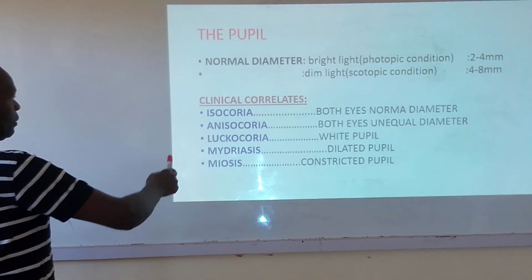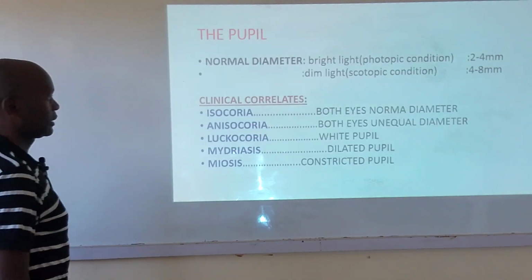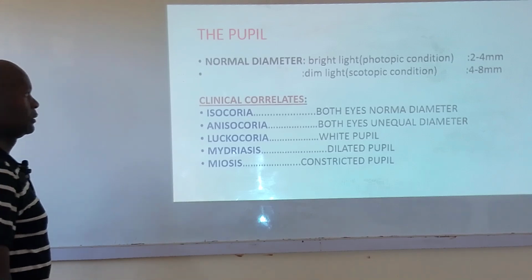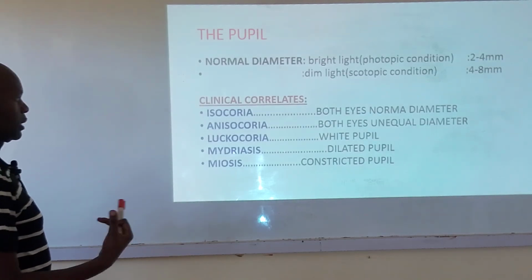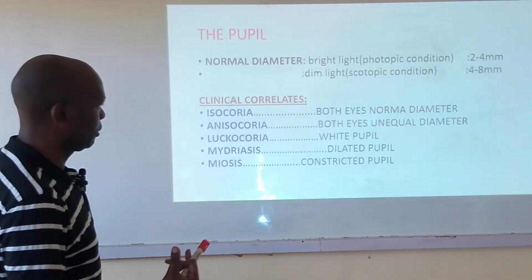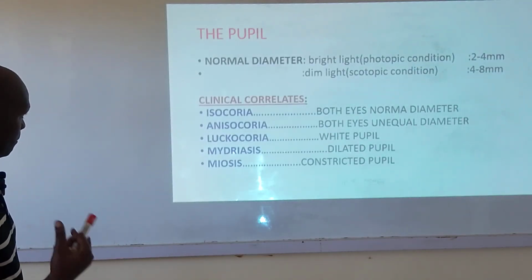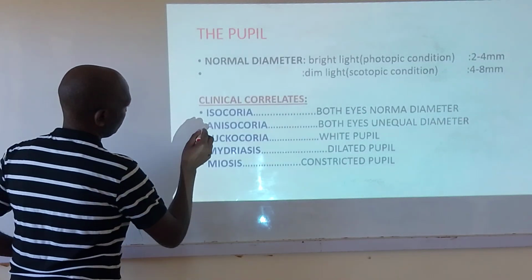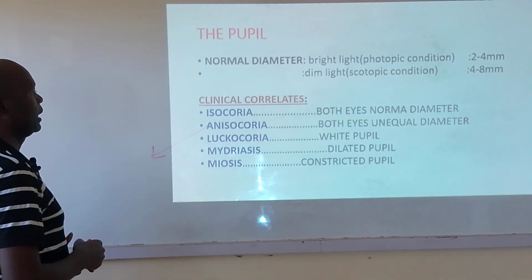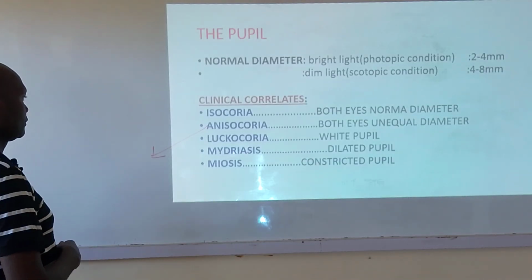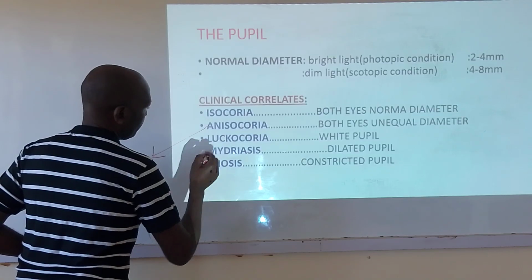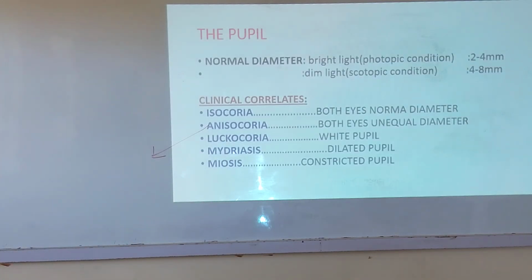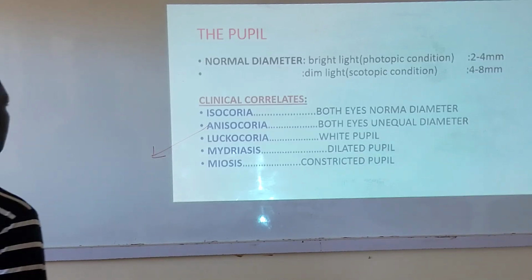What are the clinical correlates of these issues? There is an issue known as isocoria. In this case, both pupils are normal in diameter. But when you have one pupil smaller than the other, then the condition is known as anisocoria. While when you have a pupil that is white in color, then the condition is called leukocoria.